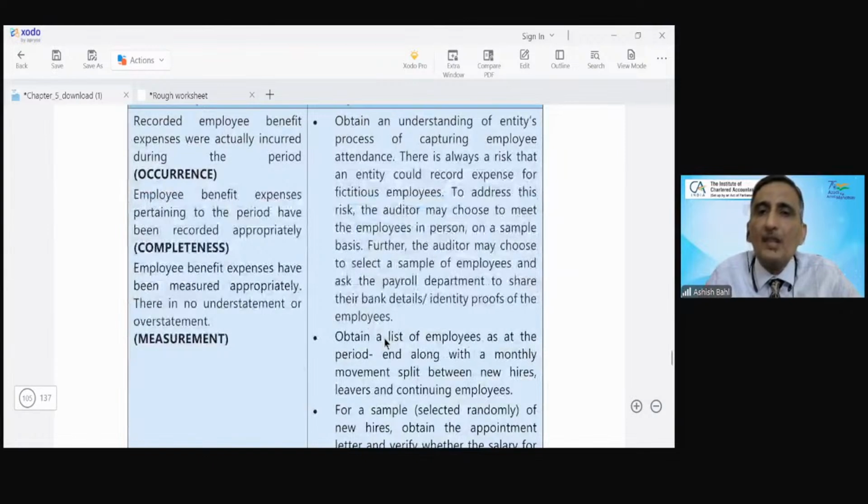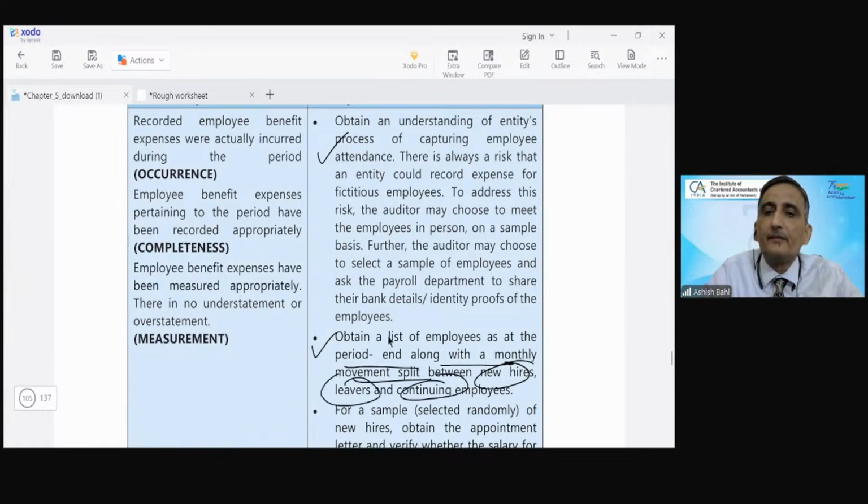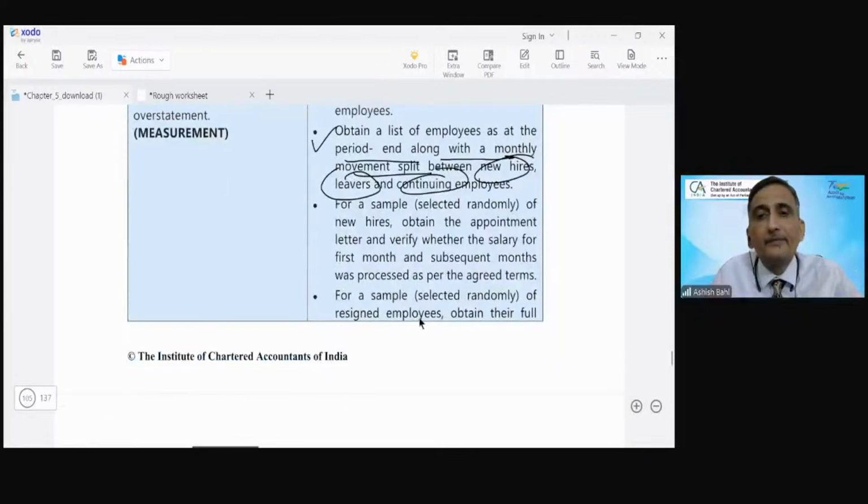So audit procedures in respect of testing various assertions relating to employee benefit expenses, like the one which we have discussed. Obtain a list of employees as at the period end, along with a monthly movement split between new hires, leavers, and continuing employees. See the appointment letters of the employees.